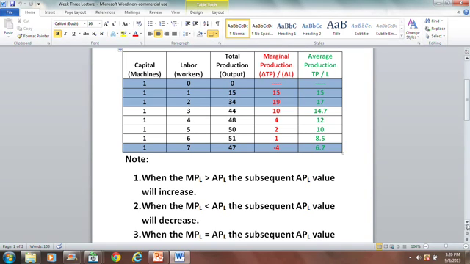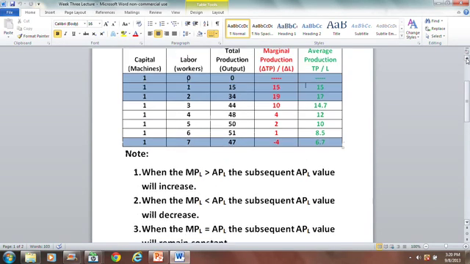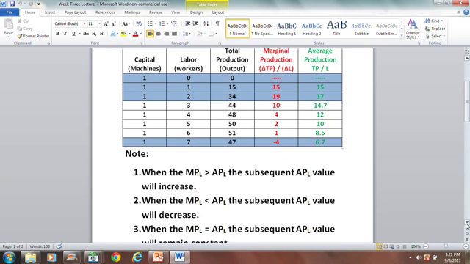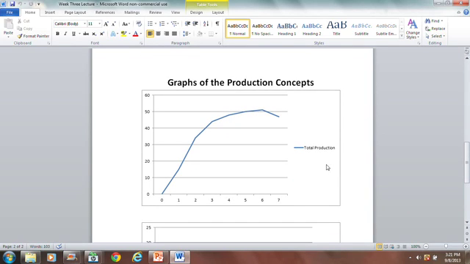Okay. Now, if I take, for example, the total production column and graph it with respect to the number of workers, I get what's known as the total production function. And I've done that down below. Let's take a look. So I took the total production numbers and graphed them with respect to the number of workers. And if you notice, the resulting function starts out pretty steep, and then it starts to flatten out.